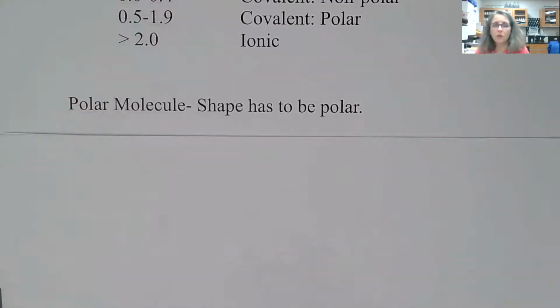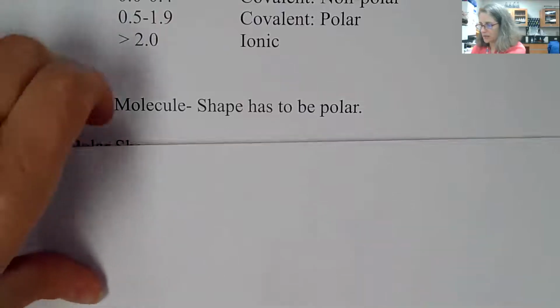Again, we're talking about the whole molecule itself. I'm going to give you essentially the rules, and then I'm going to explain it through a couple of examples. In order for the molecule to be polar, the shape has to be polar. There are certain shapes that tend to be polar, certain shapes that tend to be non-polar, and then there are places where something that is non-polar becomes polar. That's what we'll discuss.